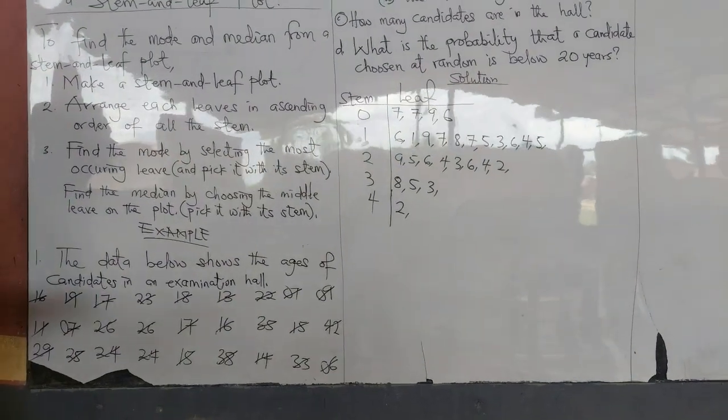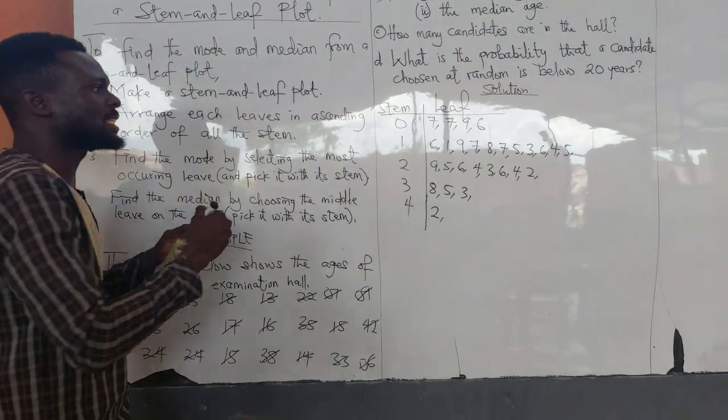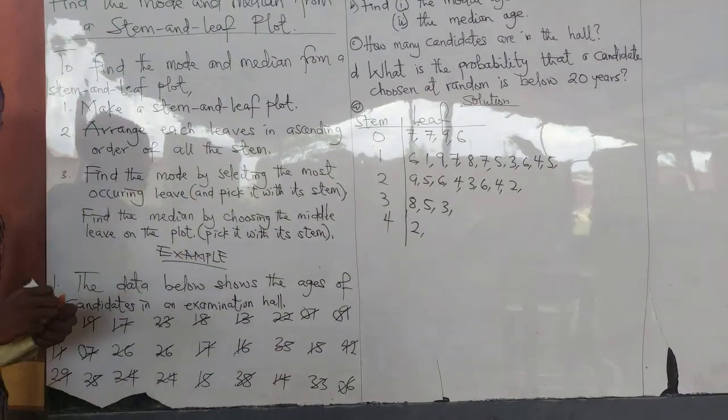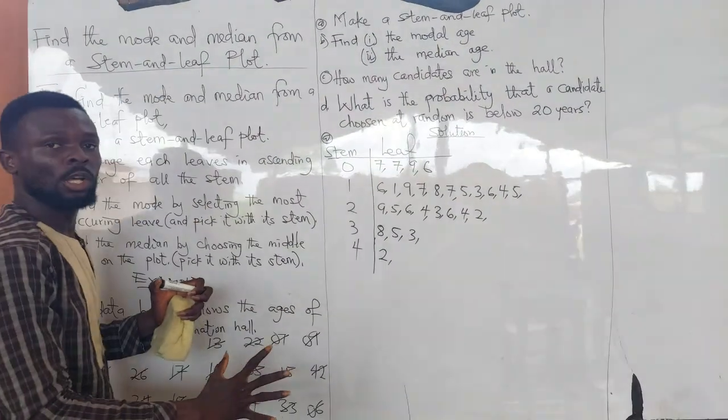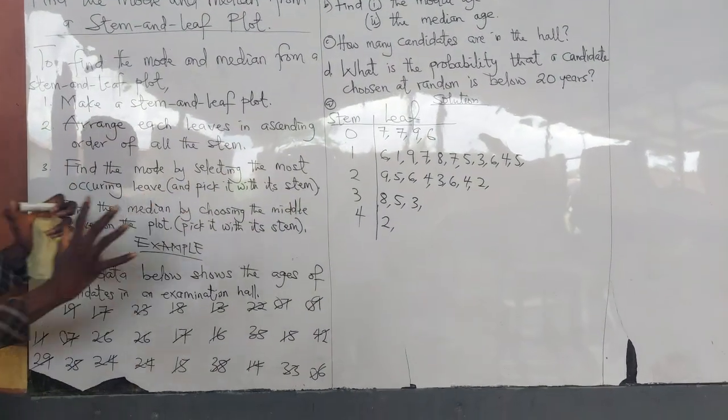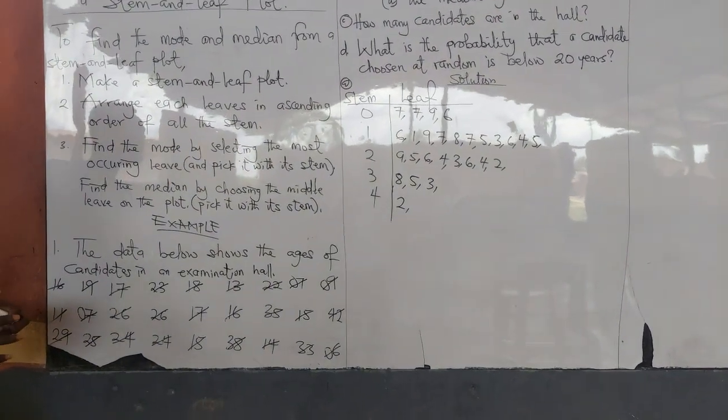So we've been able to make our stem and leaf plot. The first part says make a stem and leaf plot. So we have our stem and we have our leaf.